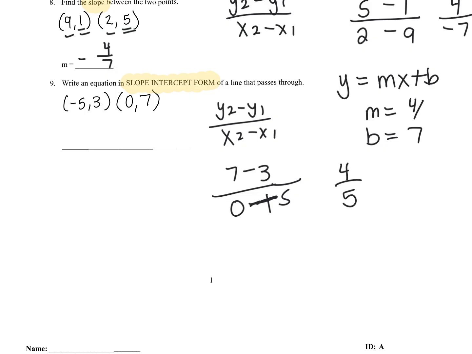So if the slope is 4/5 and the y-intercept is 7, what's my equation going to say? 4 over 5x plus 7. y equals 4/5 x plus 7. The y-intercept is 7. The slope is 4/5. So 4/5 goes in for the m. 7 goes in for the b.